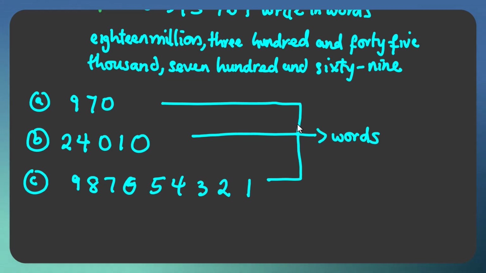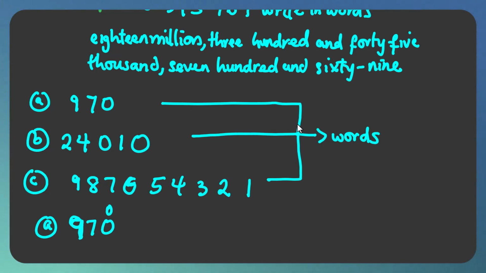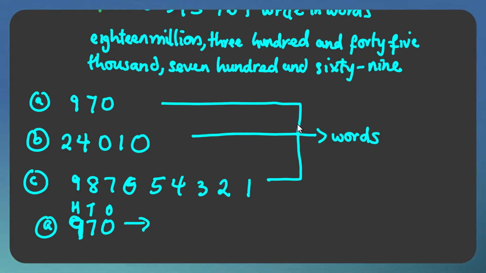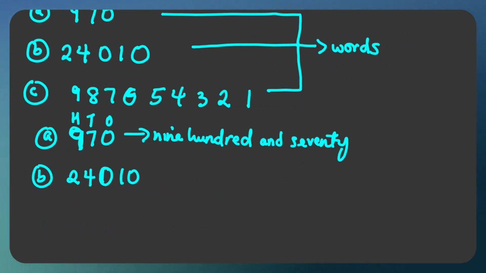So for A, we have a number to be 970. Take note that this is a whole number. This is going to be 1, 0, which is its place value. The place value of 7 is tens, and the place value of 9 is 100. So this is just 900 and what? 70.